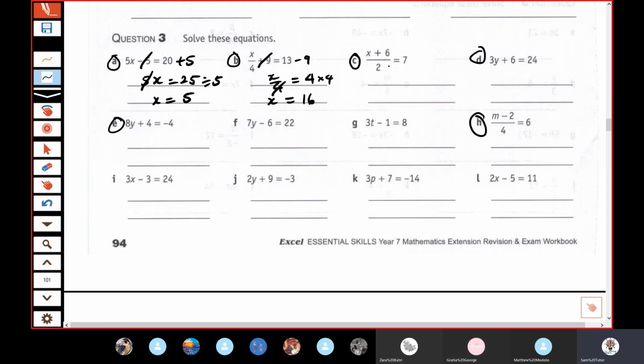Samedi, can you do the next one? Yeah, sorry, I couldn't hear you. That's it. So you would first times by 2, to get rid of the 2, not the 6. And so it'll be x plus 6 equals 14, and then you would do minus 6 on both sides, and x would equal 8. Brilliant.